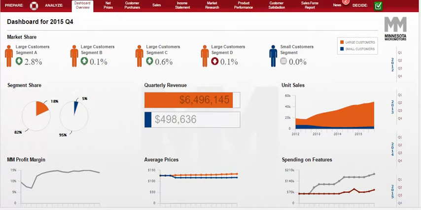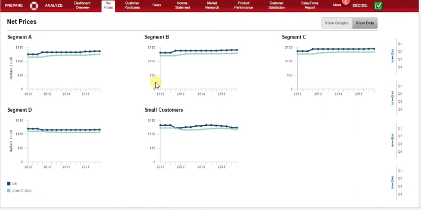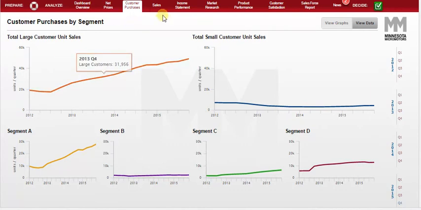The next group you have is net prices. So the net prices shows each group and what they're selling. The dark blue is Micromotor, so you can see that there's an increase in sales almost every time. And then another segment is customer purchase. This just shows what each group of segment buys from the Micromotors on their sales.